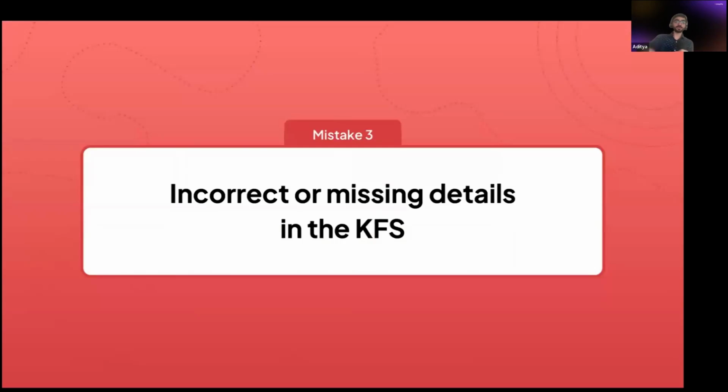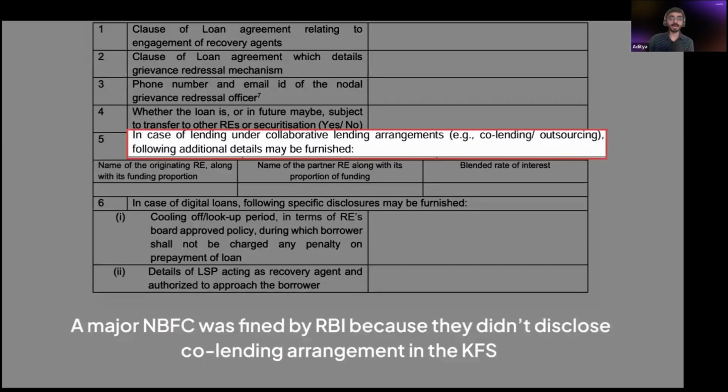So now we're two more mistakes to go. The third mistake ultimately is incorrect or missing details in KFS. So in this fact situation, just to recall, the RBI imposed a fine on this NBFC because they did not disclose the co-lending arrangement to the borrower, right? Now, this violation would have been flagged, or actually would have been prevented, if the NBFC had properly filled in the KFS.